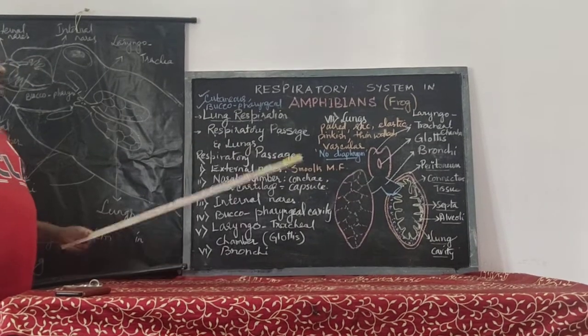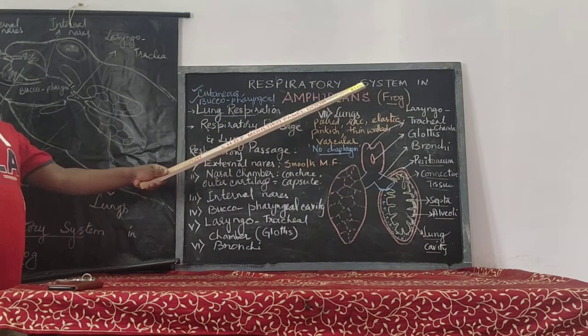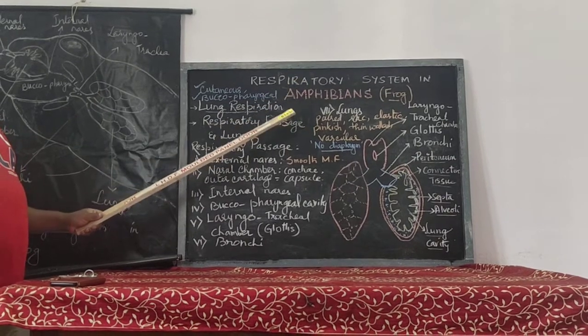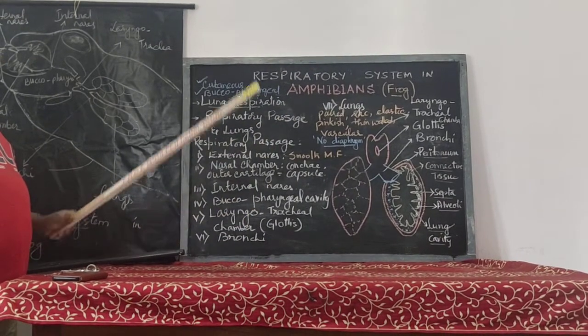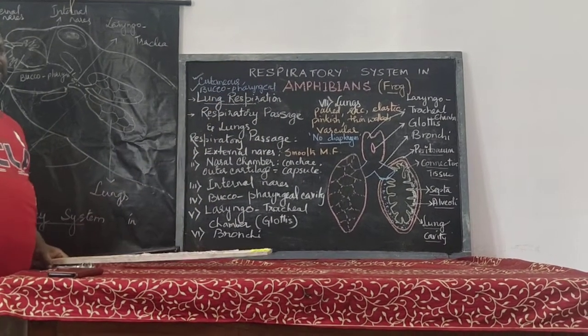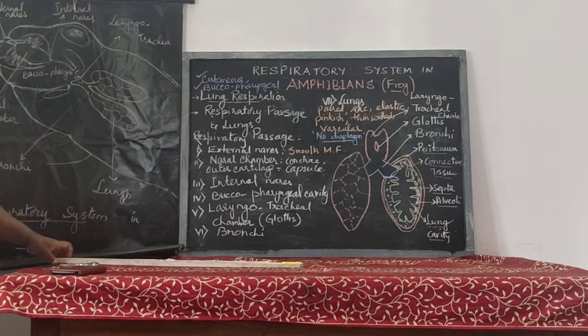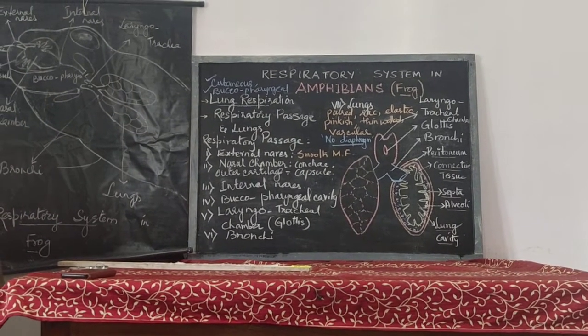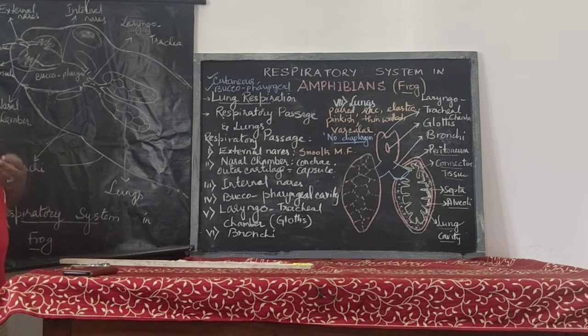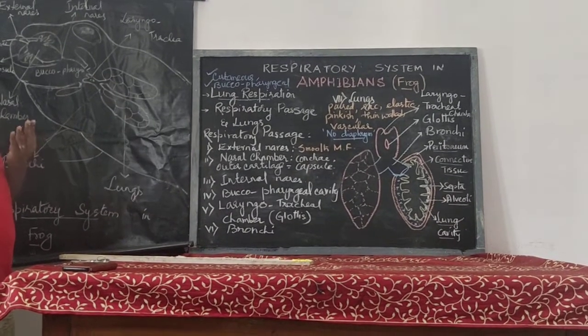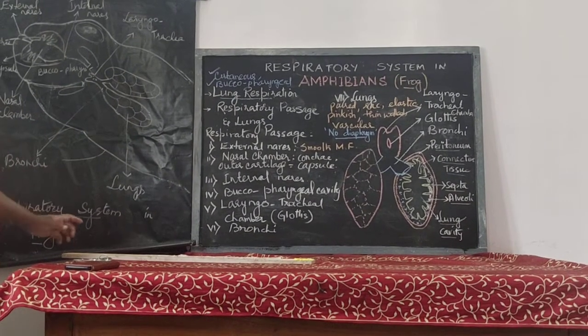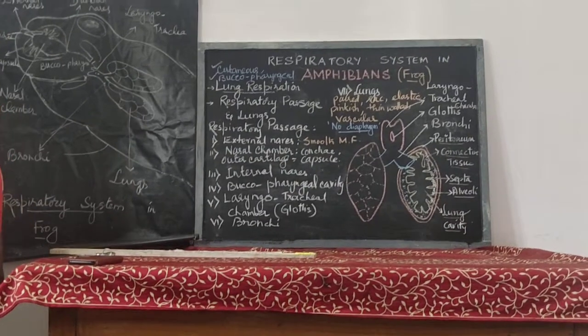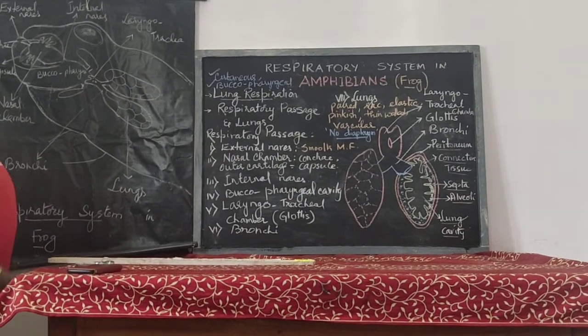After understanding the respiratory system anatomical details, now we will understand the mechanism of respiration in case of amphibians. In case of amphibians, the process of respiration is achieved by 4 stages. Stage 1 is called the process of aspiration.